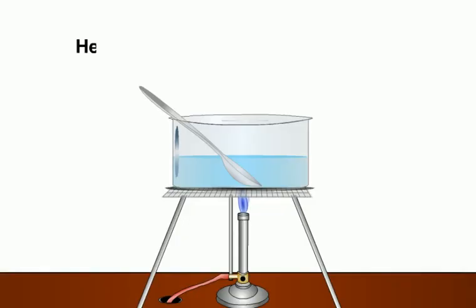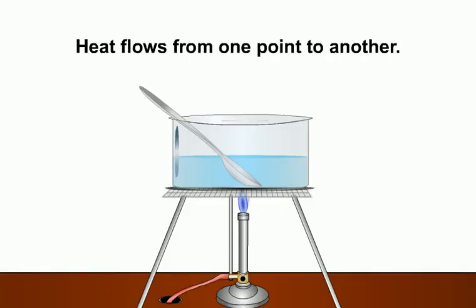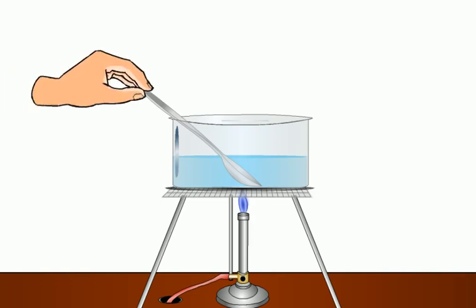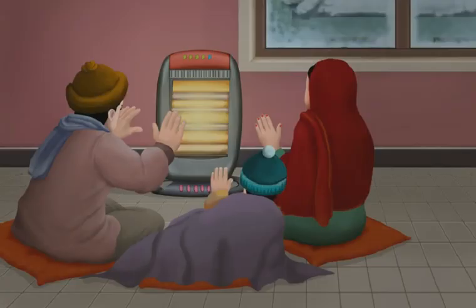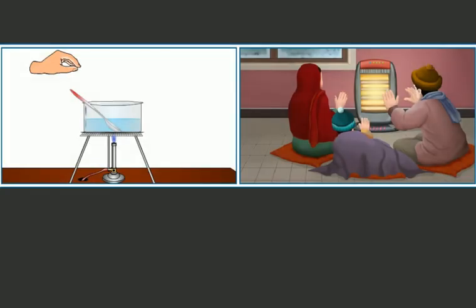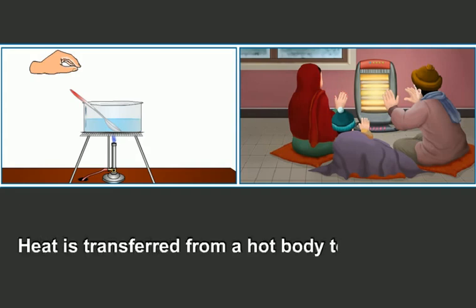Heat flows from one point to another. If an iron spoon is kept half immersed in a hot water bath, for a short while its other end also becomes hot. Similarly, if you stand near a heater, you will feel hot. These examples show that heat is transferred from a hot body to a cold body.